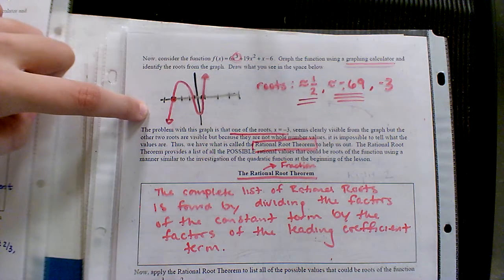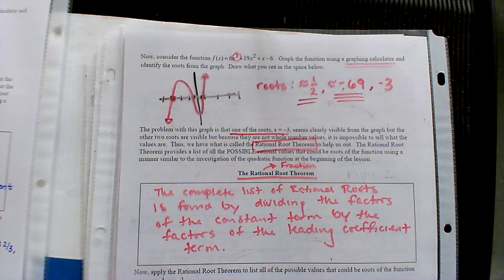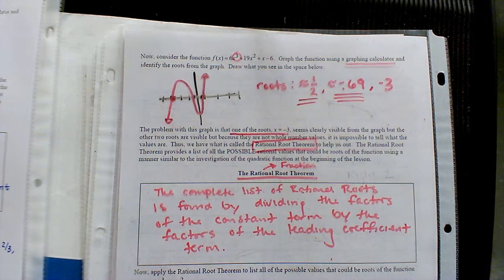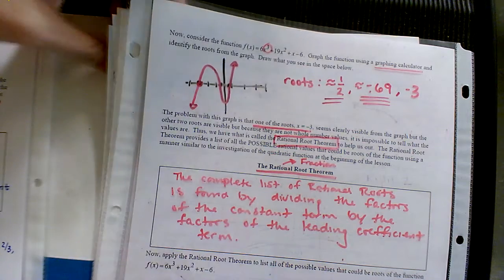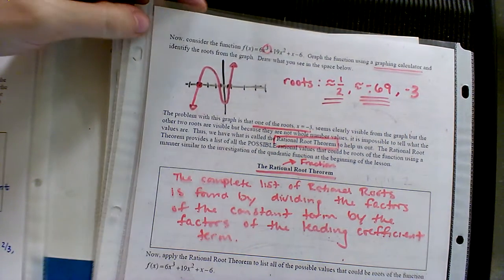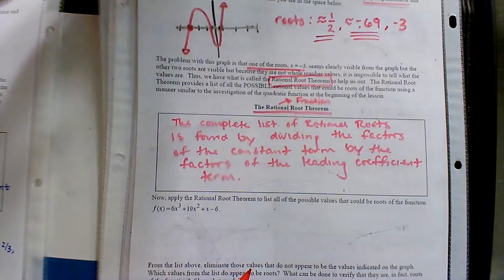Maybe we can use a calculator to figure out which ones they are exactly. But at least we can develop a list of all the possible ones. Kind of like what we did in the last section. We developed a list of all the combinations of how many show up on the right, the left, the origin, and our imaginary, and then we used a calculator to confirm. This is going to be a very similar process. So let's apply this rational root theorem to this graph that we were analyzing at the top.